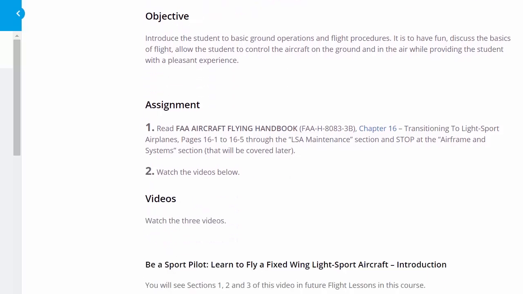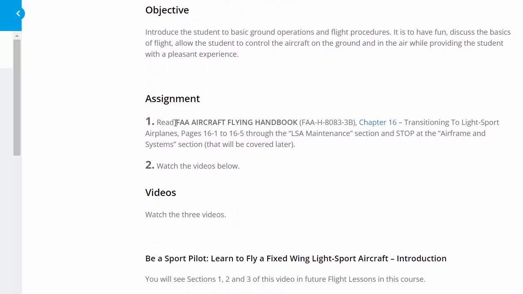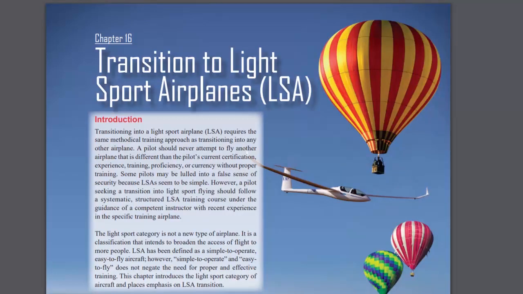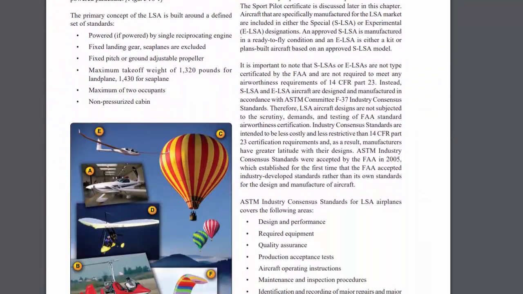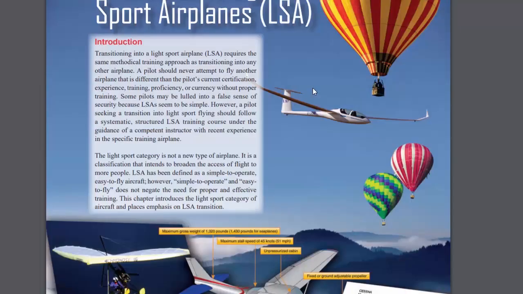As you'll note here, we've got our assignment. Read the FAA Airplane Flying Handbook, Chapter 16, Transitioning to Light Sport Aircraft, pages 16.1 to 16.5. We're going to click on that, and we can see how that comes up. And then we've got our reading material right here. So we go through, and we would read that.